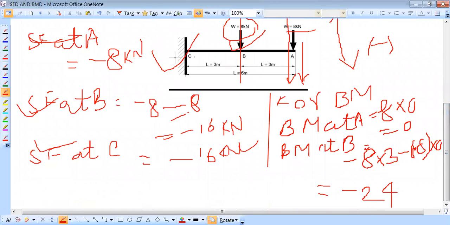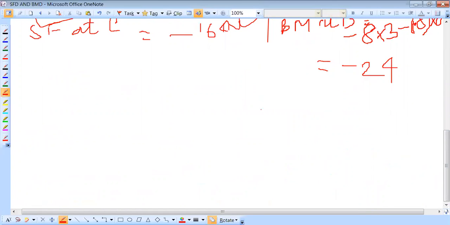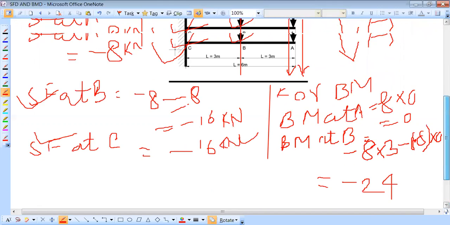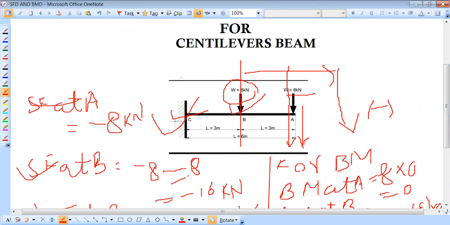Then what is the value at point C? Again we draw BM at C is equal to how much? Here we have to take into consideration all the forces from here. You have to consider point A, and you have to consider point B.